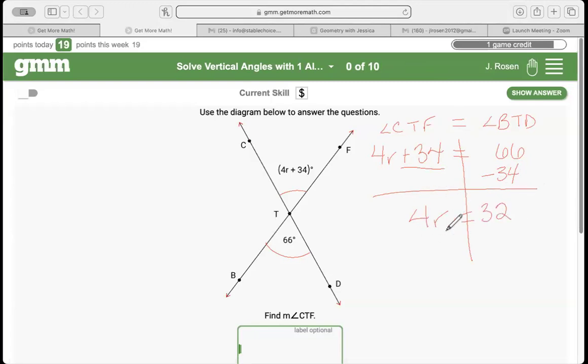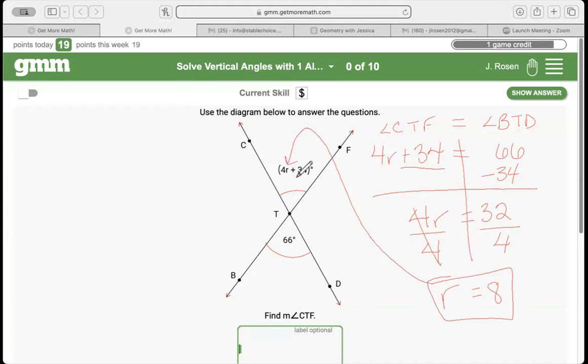And then to get R by itself, right now it's multiplying. To go across the equal sign, we have to do the opposite, just like we did up here. The opposite of multiplying is dividing, which gets us R equals 32 divided by 4, which is 8. So R equals 8. But it doesn't want us to find R, it wants us to find the measure of CTF. So we have to continue with this. Whenever we know what a variable equals, we can substitute it into the problem.